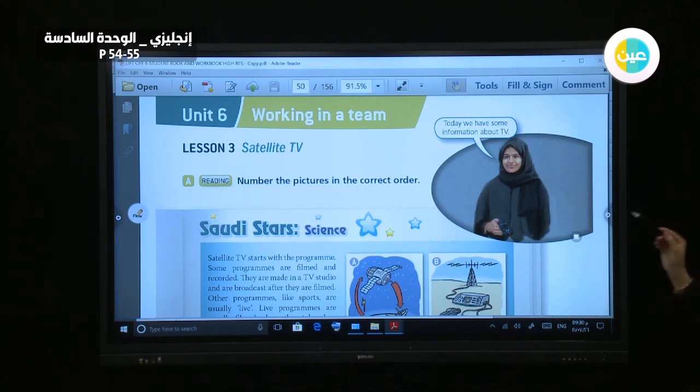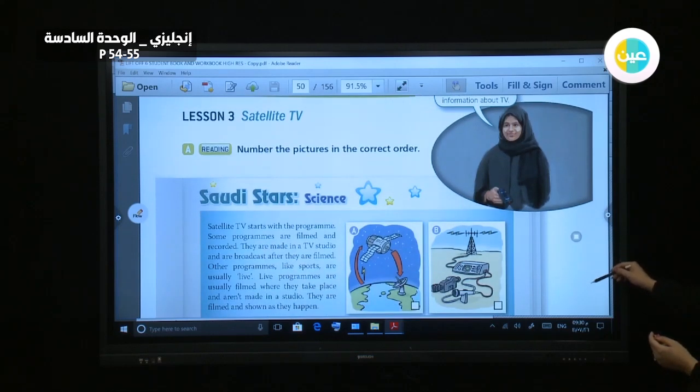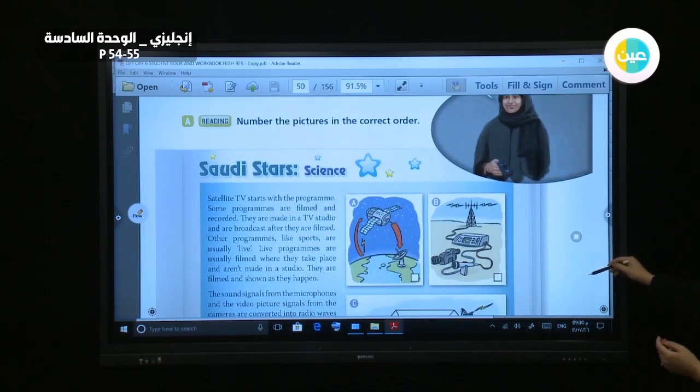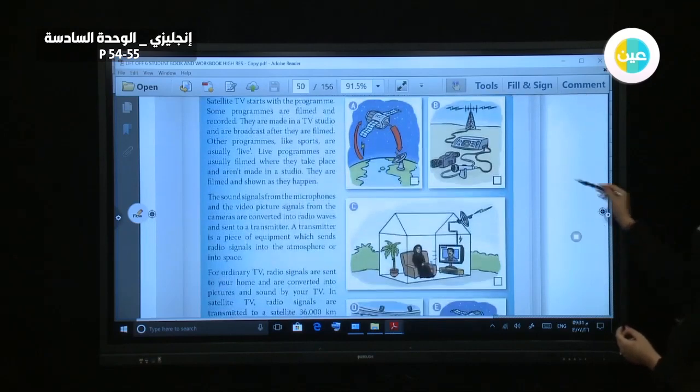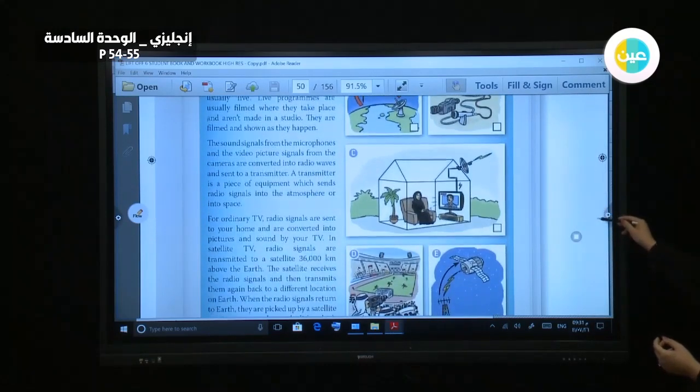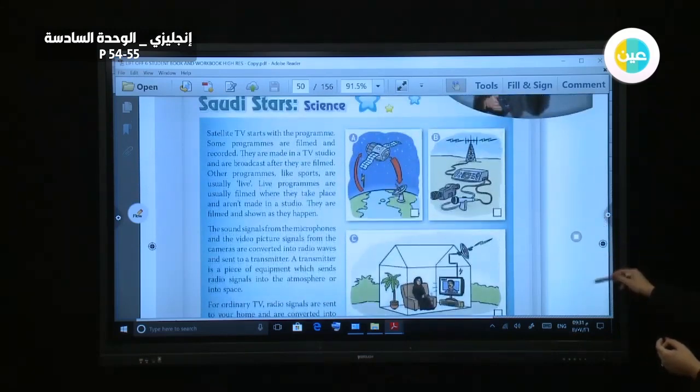We have e-reading. Number the pictures in the correct order. We have Saudi stars, science. We are going to read, then we are going to put these pictures in the correct order. You can see the pictures.